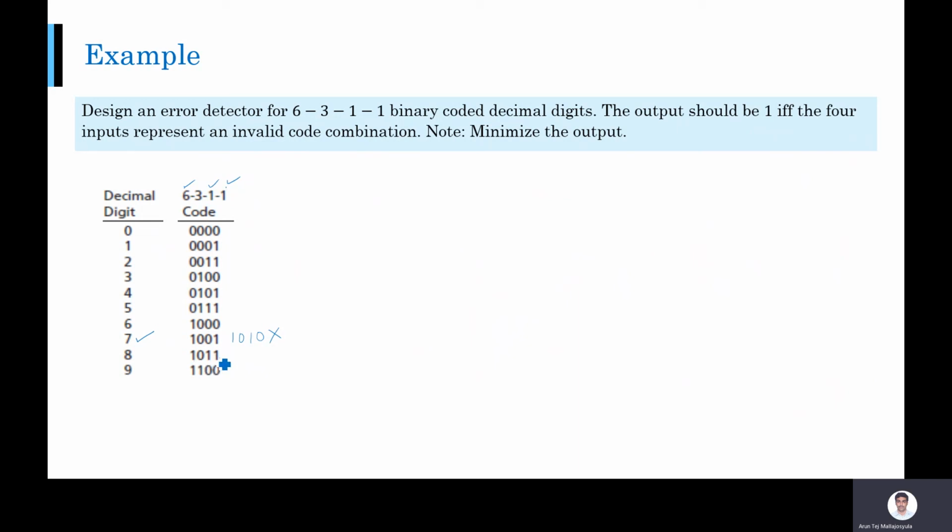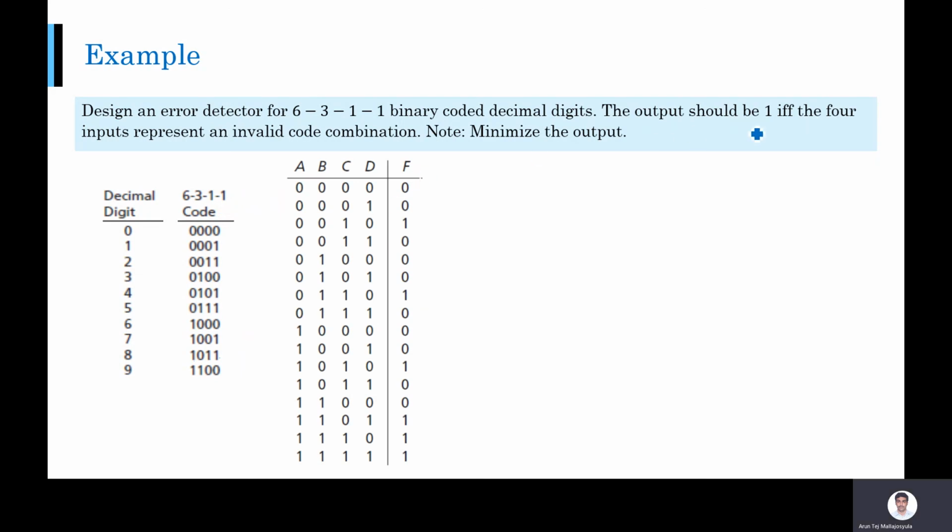So therefore it will be 1011. 9 will be 6 plus 3, so it will be 1100, and so on. If there is any ambiguity, that is removed because these numbers are given here. For example, 4 I can get as 0110 or 0101. Both are possible, but 0110 is not there in the code. So any ambiguity is removed because the code is listed for you already. Now you need to design your error detector from this given code.